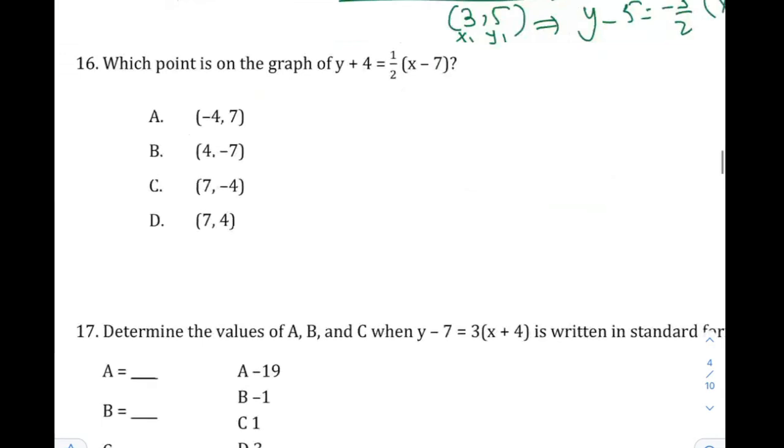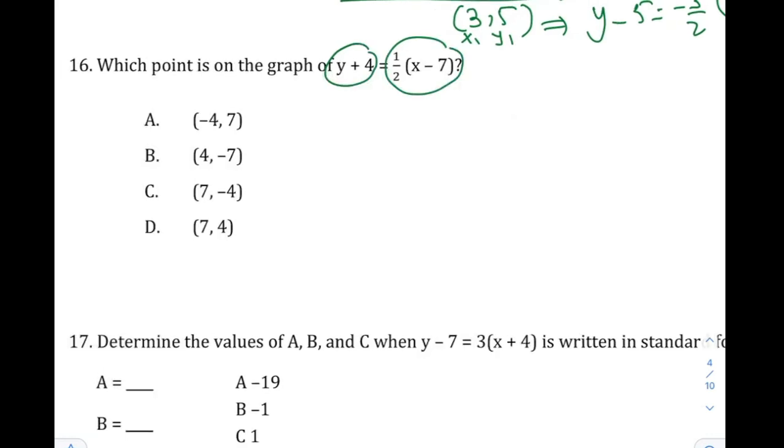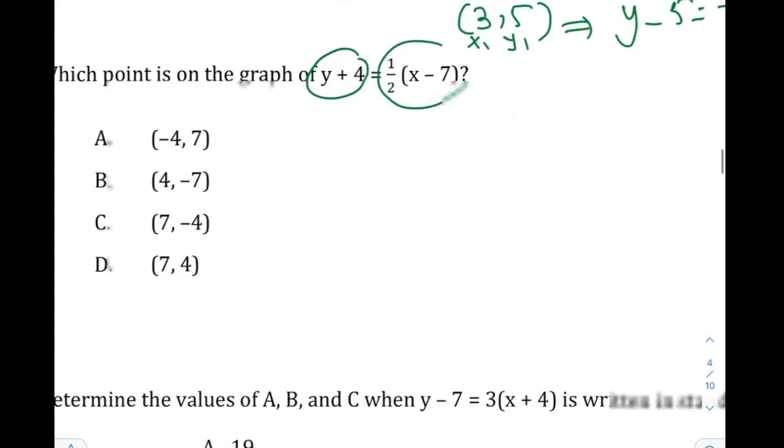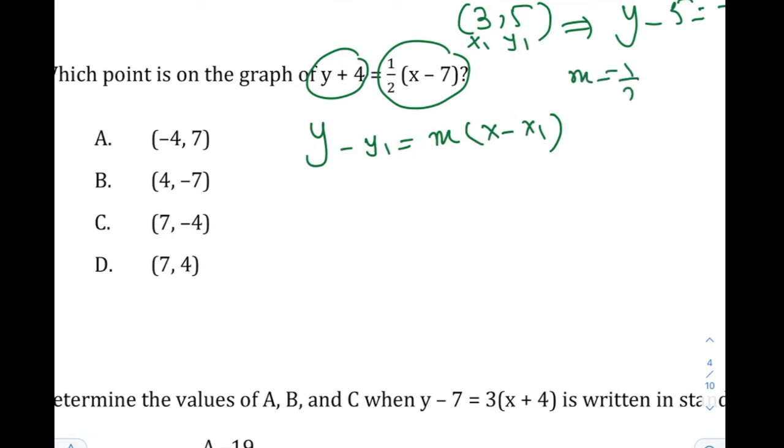Now this is a little bit different. Which point is on the graph of y plus 4 equals 1 half x minus 7? Now if you look carefully and compare it with the point slope form, you will find that your slope is 1 over 2. Right? Because this is the slope.